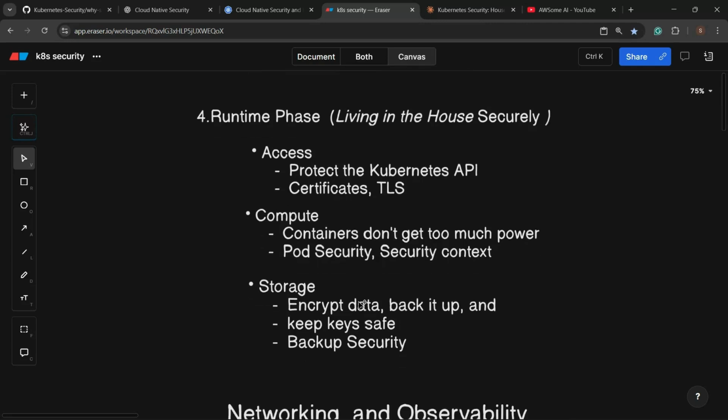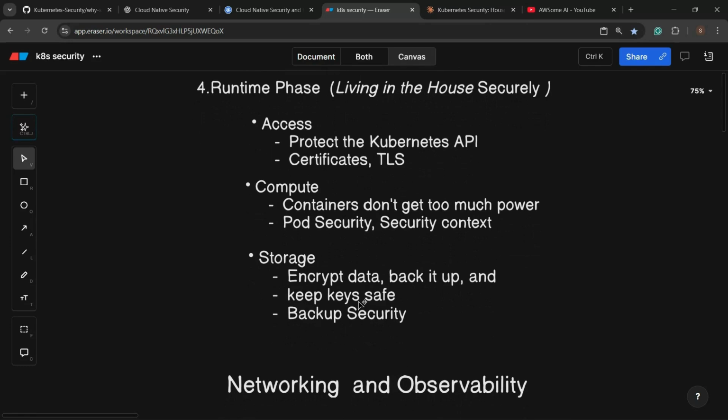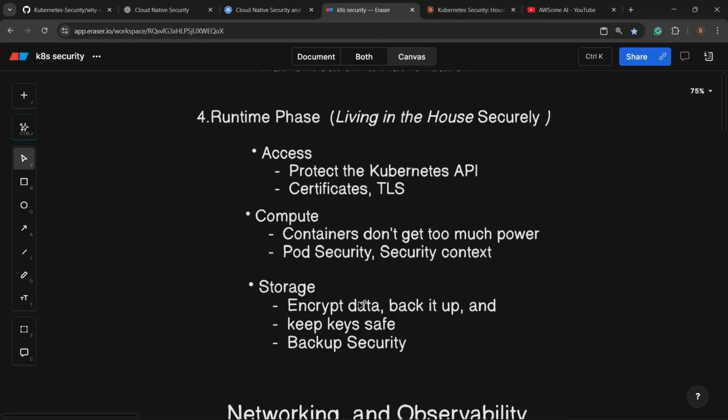Now the storage means by default all the data of Kubernetes is stored in etcd. So securing this etcd is very, very important. Keeping the backup, securing the backup and managing the keys and secrets is very much necessary, because all the data is stored in this etcd only. So this is what the runtime phase tells.